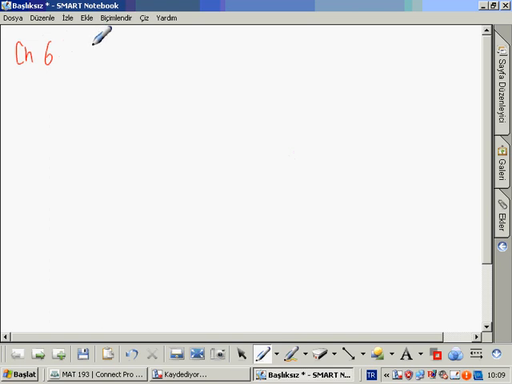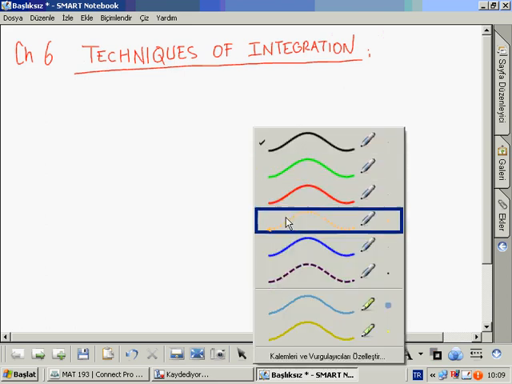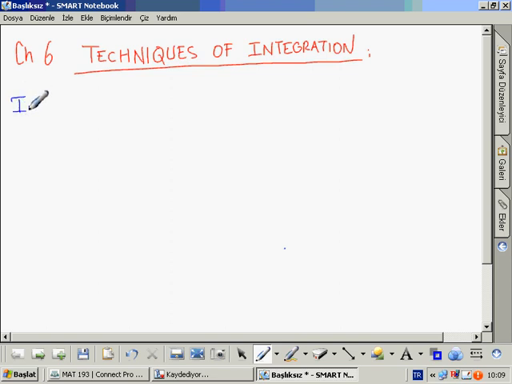Chapter 6, Techniques of integration, and the integration by parts.